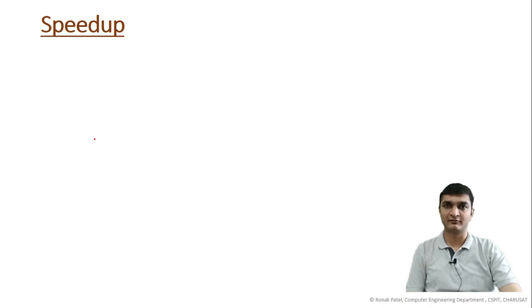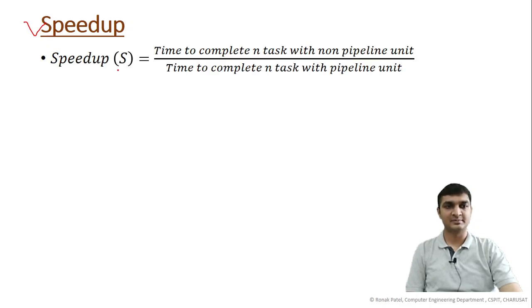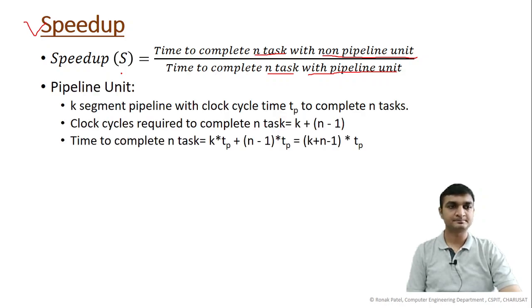Now how do we measure the performance of this? We can measure using Speedup. Now what is Speedup? You can measure it like this: time to complete n tasks with a non-pipeline unit upon time to complete those n tasks with a pipeline unit, right? So if you divide non-pipeline by pipeline unit, you will get the Speedup, and this way you can measure the performance of the pipeline unit. So let's derive the equation.